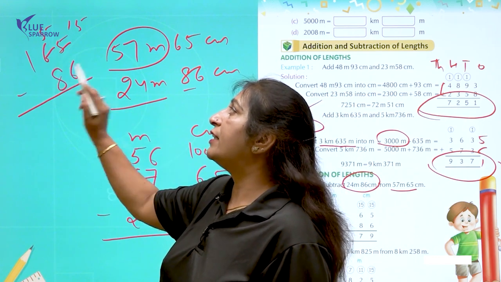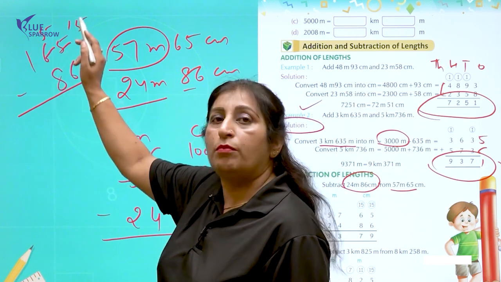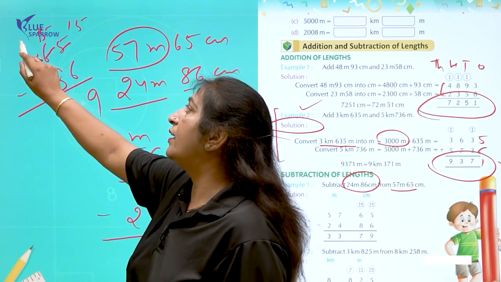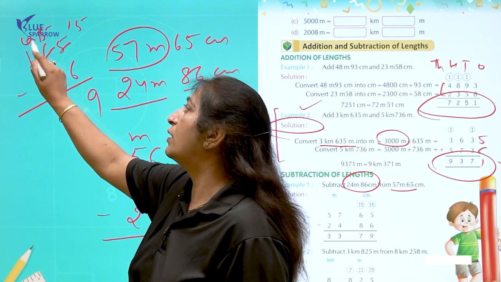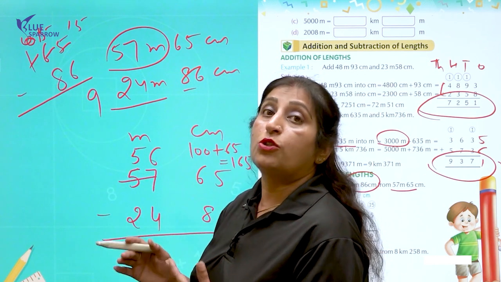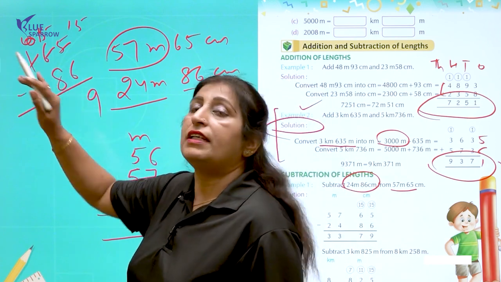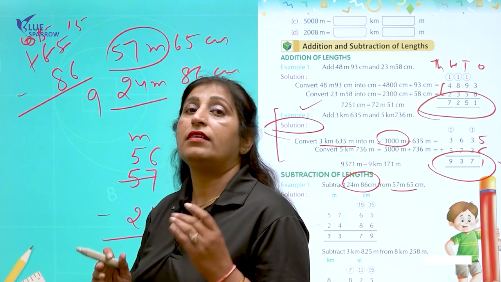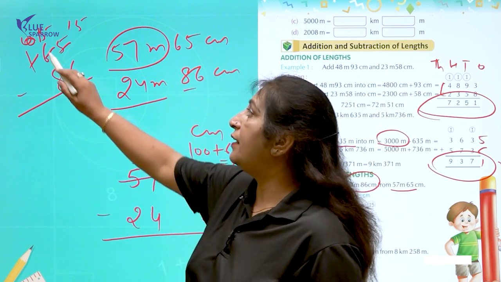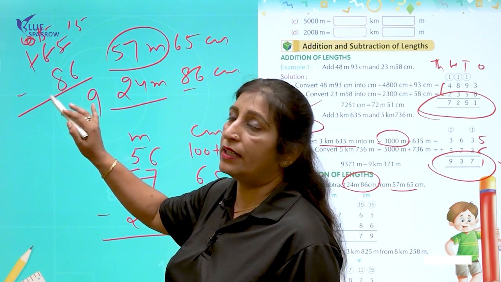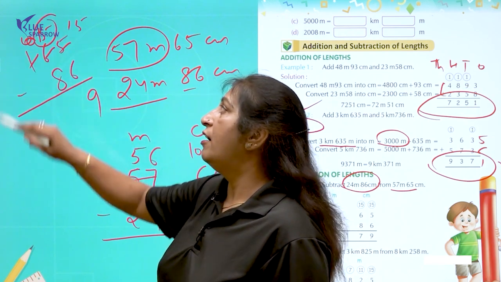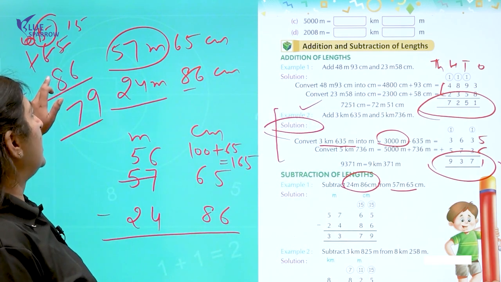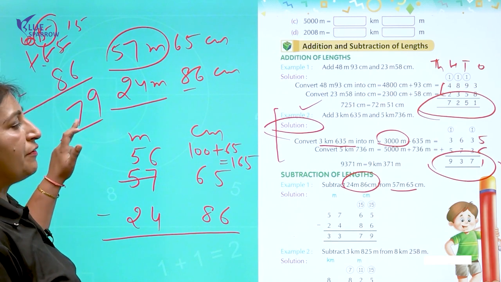And 5 minus 8 is not possible. So we would again borrow from here and we would borrow 1. Here it becomes 15 and here we are left with 0 because it was only 1. And we have taken 1 from here. So 0 is left over here. And when we take 1 from the hundreds column, it means we are taking 10 tens from the 100 column. And 10 tens plus 5 tens were already there. 10 plus 5 gives 15 here. 15 minus 8 gives us 7. So when we subtract 86 from 165, we get 79.